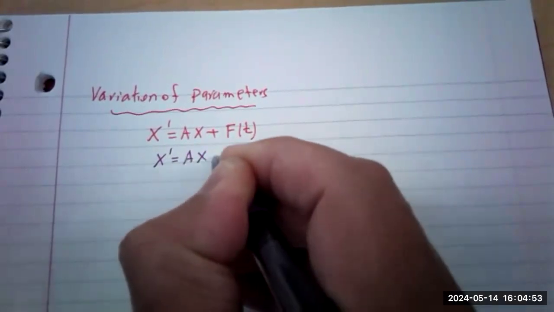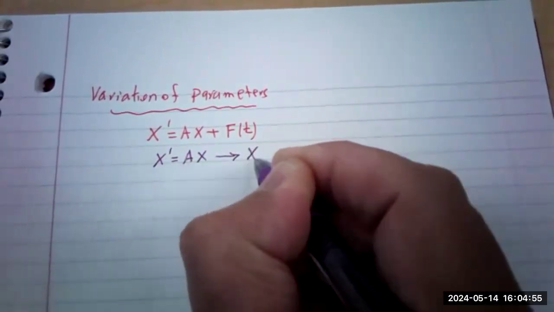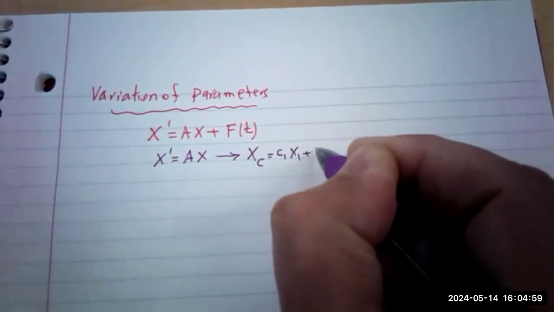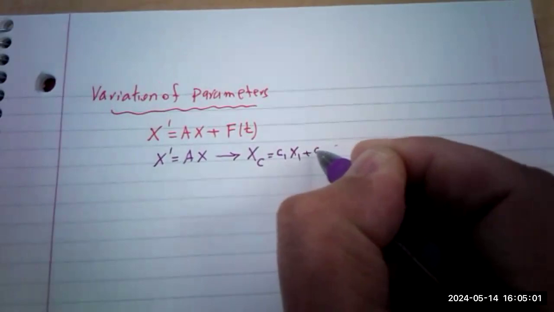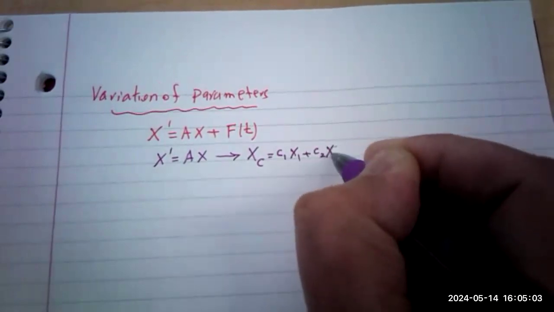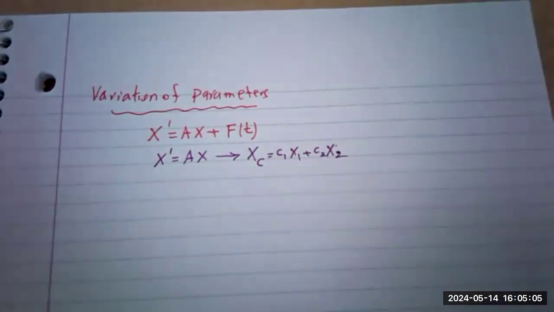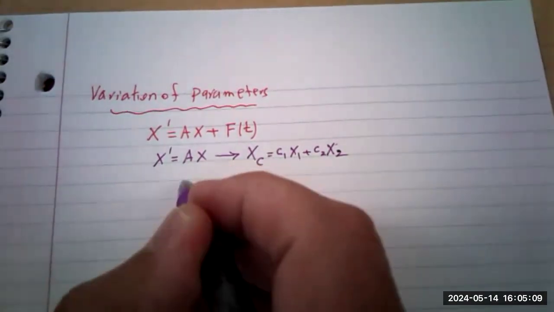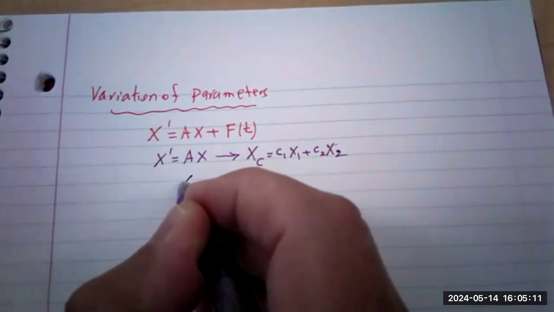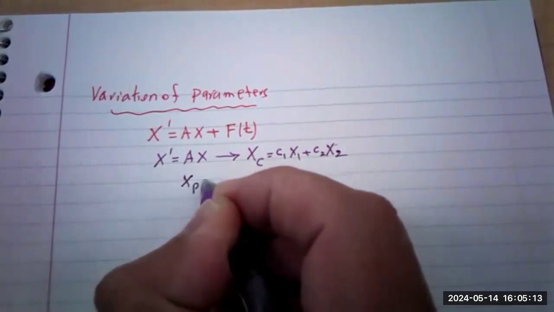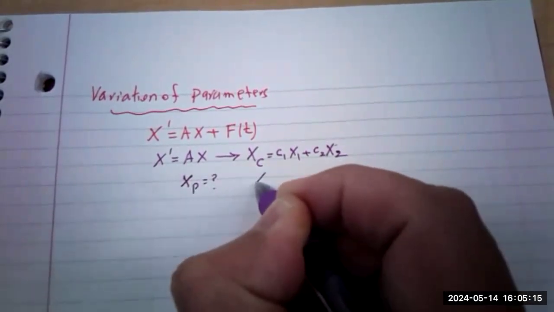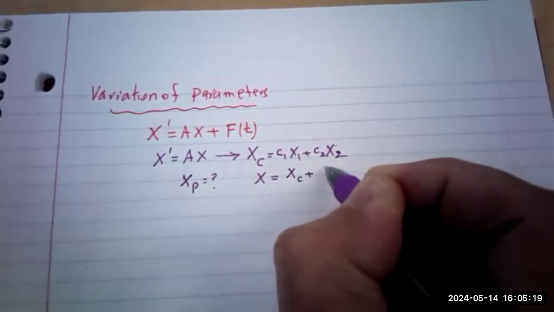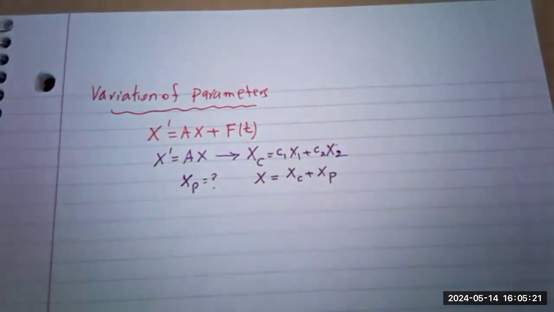And we get the solution. The solution is going to be xc, which is c1 x1 plus c2 x2. Then we have to find the xp. So the particular solution is the missing one. If you find it, then the general solution is going to be x equals xc plus xp.